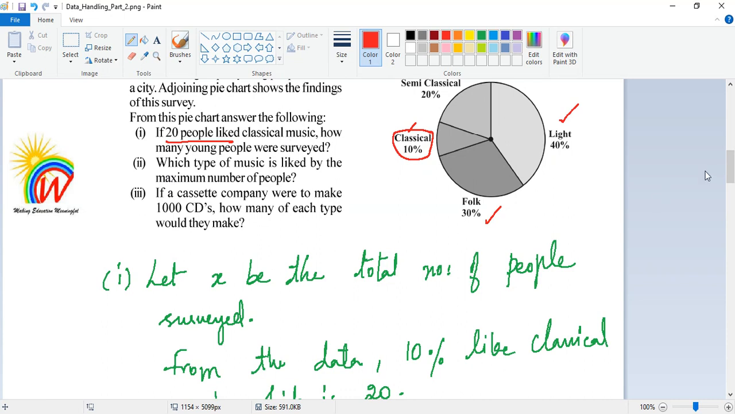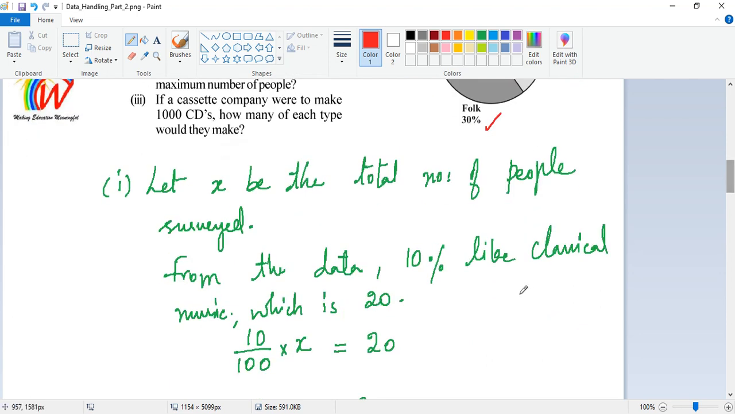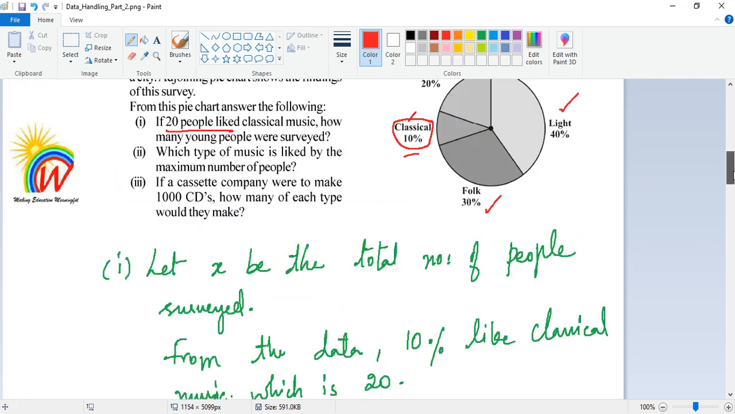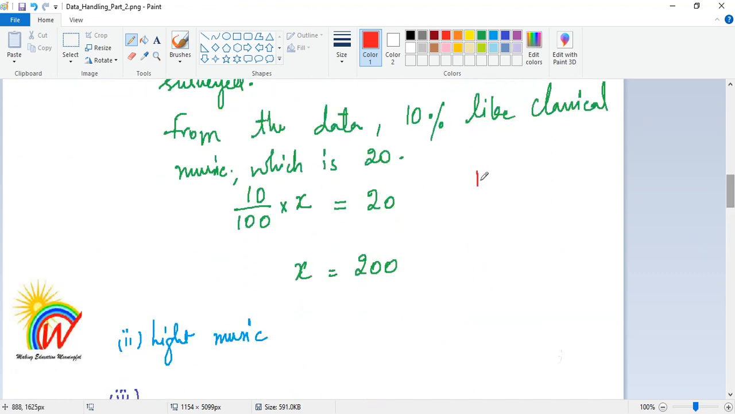So what you should do is, we'll just take that, X was the total number of people. We know that 10% of the total like classical, but they have already given that 10% of the total is actually 20 people. So 10% of X, whenever you see 10%, you can write it as 10 over 100 of X. So "of" you can always replace with a multiplication mark. So 10 by 100 into X.